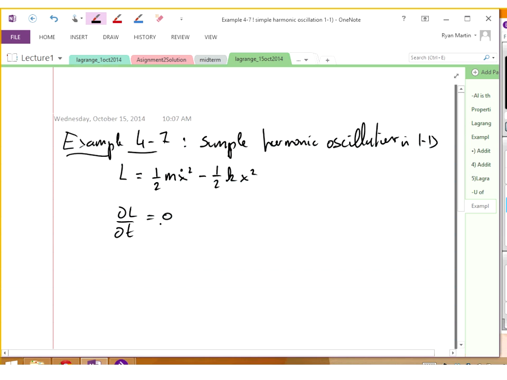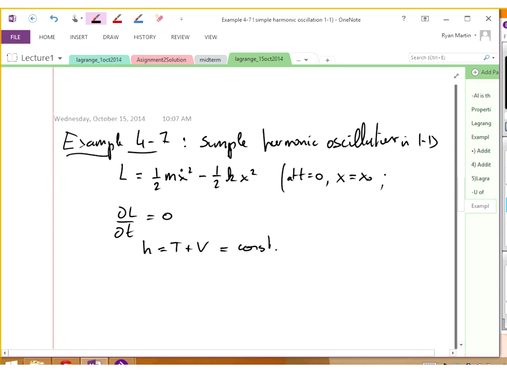So observe that the Lagrangian doesn't depend on time. There's no t's in there, right? So in principle, we should be able to use what we just found. So let's say that at t equals 0, the position x is given by x0. So we have h, which is equal to T plus V, is equal to a constant.